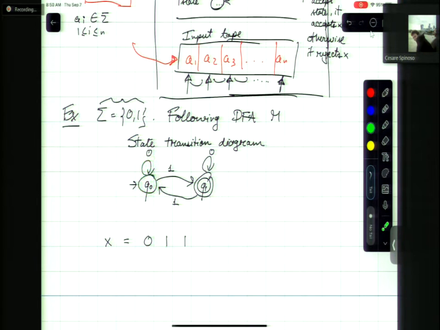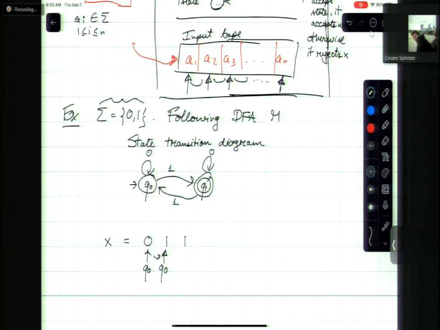Let me just write that down. I started with my pointer at 0, and I was at state Q0. Now I've read 0, but I've self-looped, so I'm still at the same state, but I've moved my pointer, and my pointer is now on 1. So I'm reading 1, but I'm at state Q0.